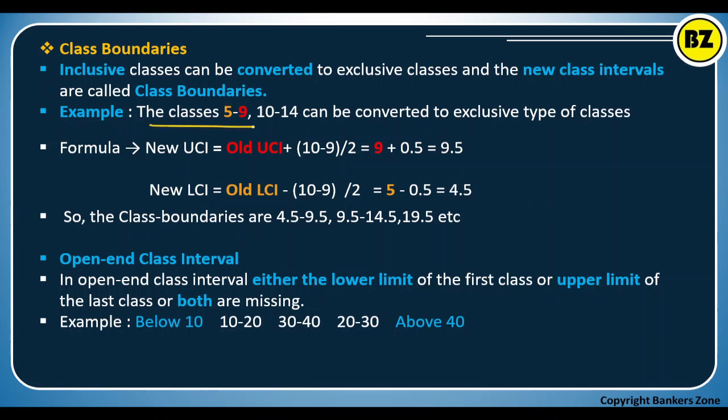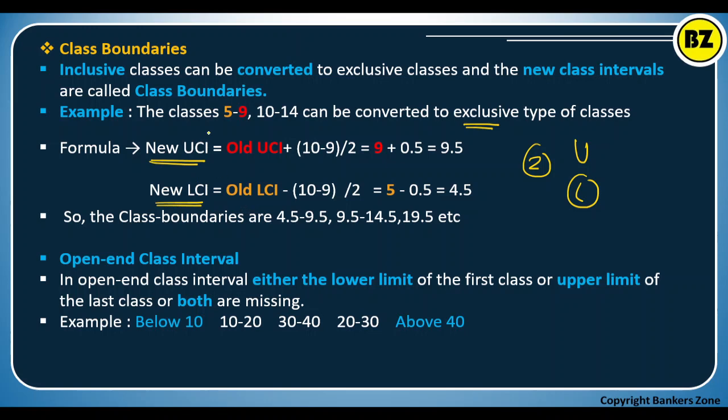Suppose the classes are 5 to 9 and 10 to 14. These are two class intervals that we have to convert to exclusive type. These are inclusive: 5 to 9, 10 to 14, which means both 5 and 9 are included in the same class, and both 10 and 14 are included in the same class. Now we have to convert them into exclusive. There is a formula to calculate it. You have to find two boundaries, the upper and the lower limit, so the new upper class limit and the new lower class limit.